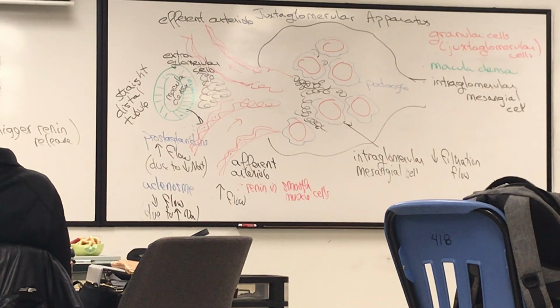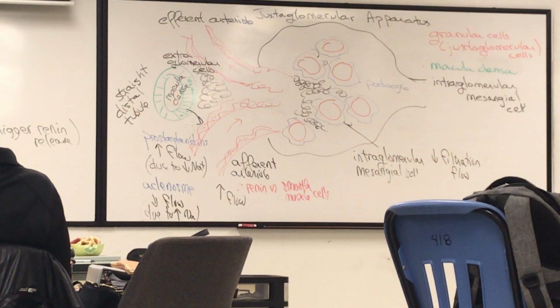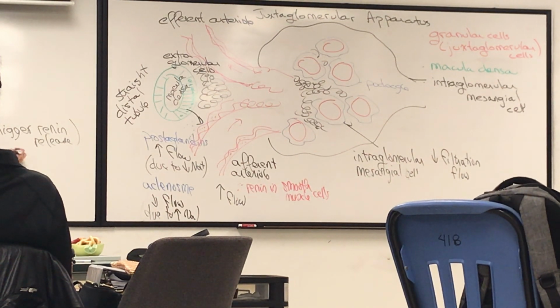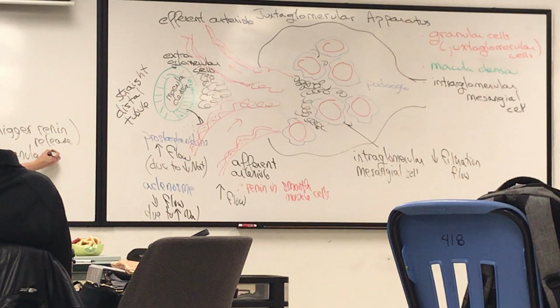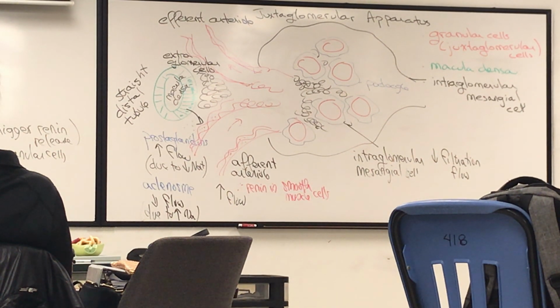Sympathetic neurons release norepinephrine, which binds to beta-1 receptors on the granular cells, and that also triggers the release of renin.